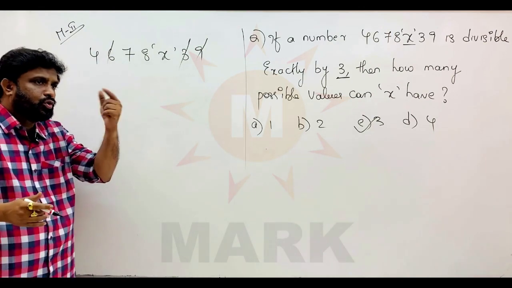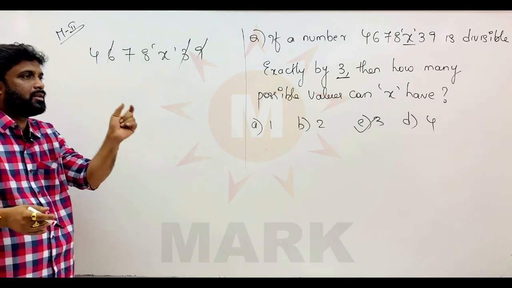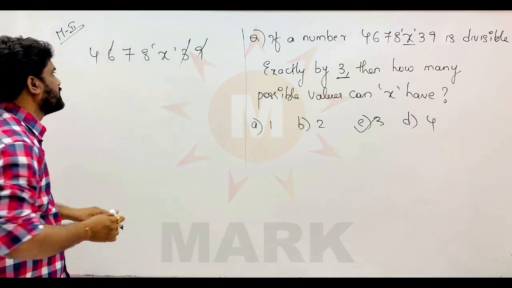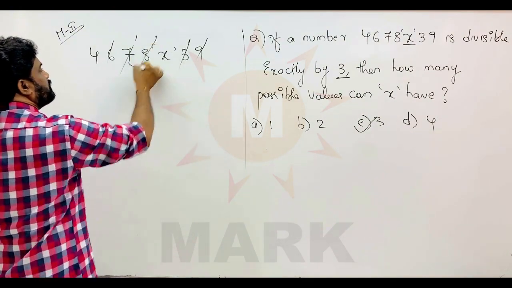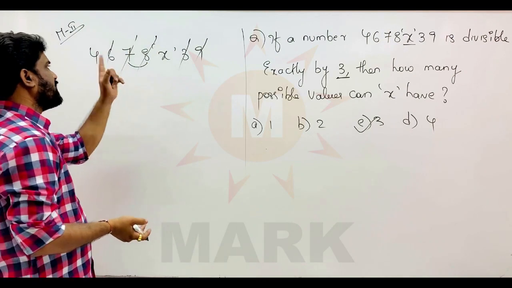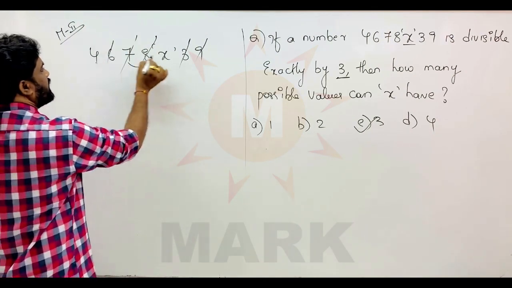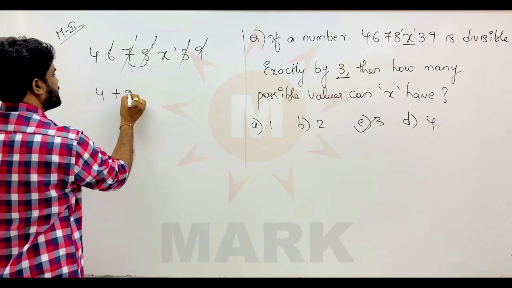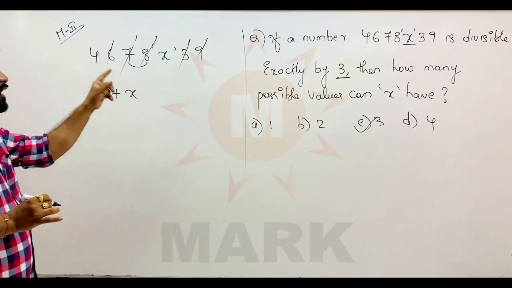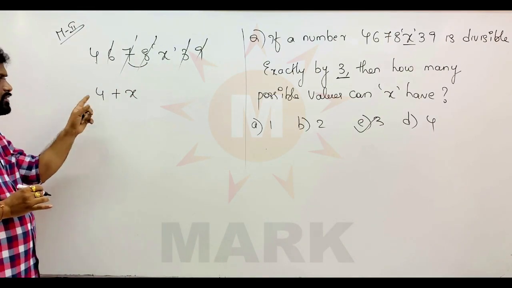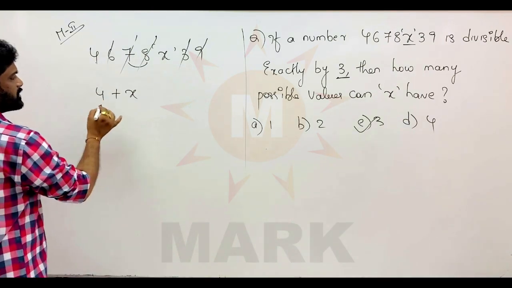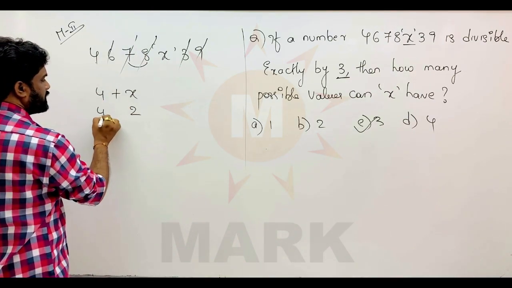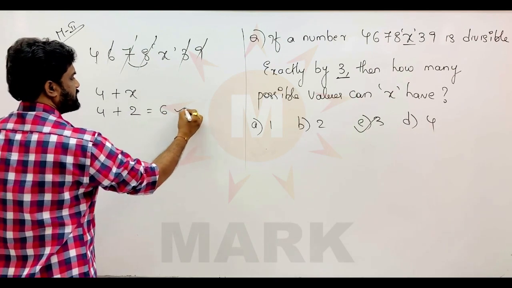Then we will take 2 or more numbers whose sum is 3 or divisible by 3. Clearly I can see 7 plus 8 will make 15, and 15 is divisible by 3. That's why 7 and 8 are striked off. So 4 plus x is left out. By putting what value of x will the sum be divisible by 3? The first possible value is 2, because 4 plus 2 will make 6, and 6 is divisible by 3.